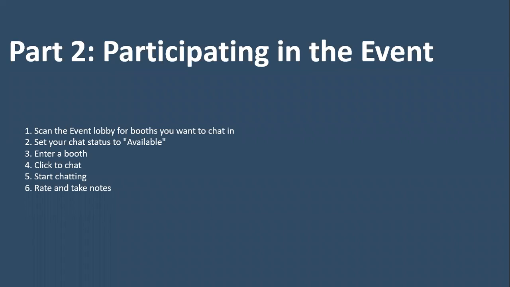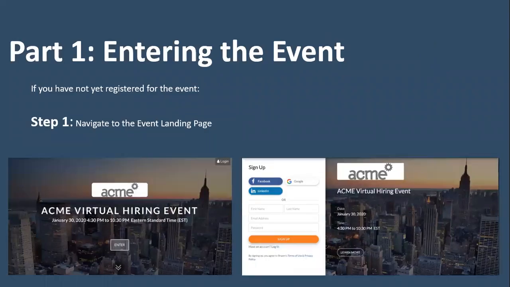So back to part 1, entering the event. Again, if you have not registered for the event, step 1 is to navigate to the event landing page. So this is a login URL provided in your confirmation email to access the live event. If you've already created an account, you can click the login at the top right of your page. If you have not, click enter event and use your first name, last name, and email address to create an account. You'll also be asked to authenticate yourself through Penn State single sign-on.